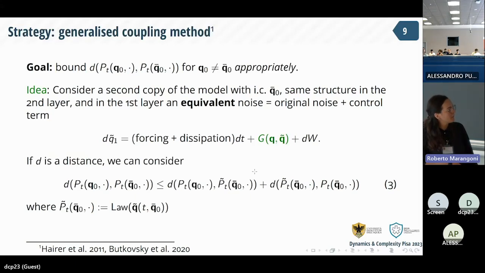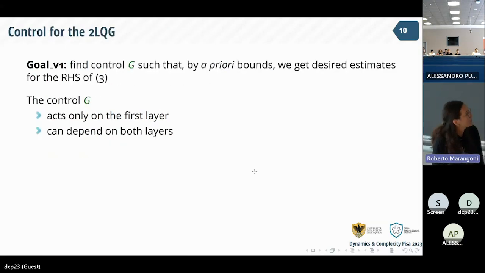And the same thing here. So here we would have the difference between the original version with the original initial condition and the new one with the different initial condition. And then effectively the same initial condition, but what's the difference between the controlled one and the original one. So now we have a knob to play with. We have a G, a control that we can tune to bound this term and this term. So this is a strategy. Then of course the new version of the goal is to find such a control.